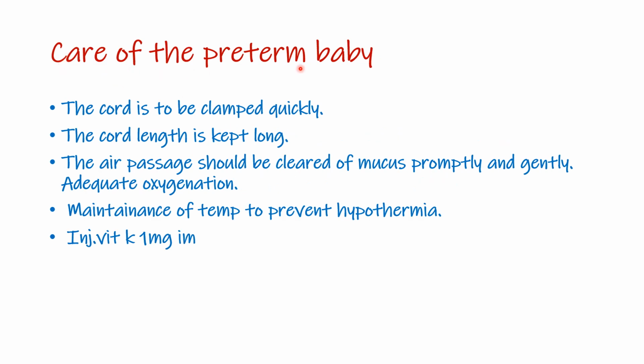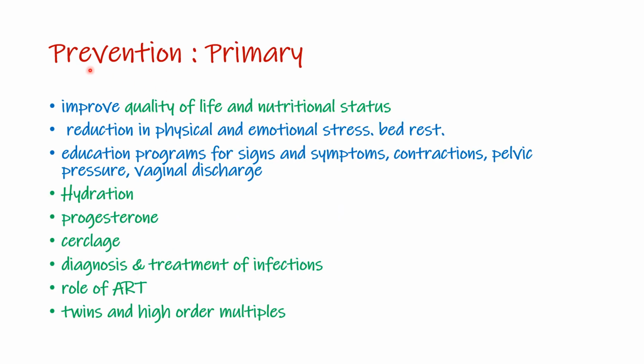So for care of the preterm, the cord is clamped quickly as I said before, and the cord length is usually kept long. The air passage should be cleared of mucus promptly and gently. That is to enable adequate oxygenation, and then maintenance of temperature to prevent hypothermia. In addition to that, just as with a normal newborn, you inject vitamin K.